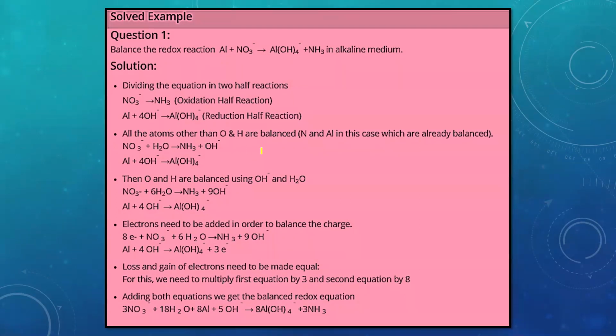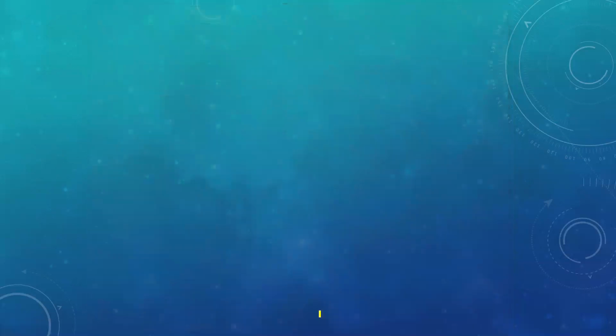Now all the atoms other than oxygen and hydrogen: initially here aluminum is 0 and then it has become +3 in the aluminum hydroxide ion. So all the atoms other than oxygen and hydrogen are balanced. You can just go through these equations and you can come to know how we have balanced. Let's see one more example.